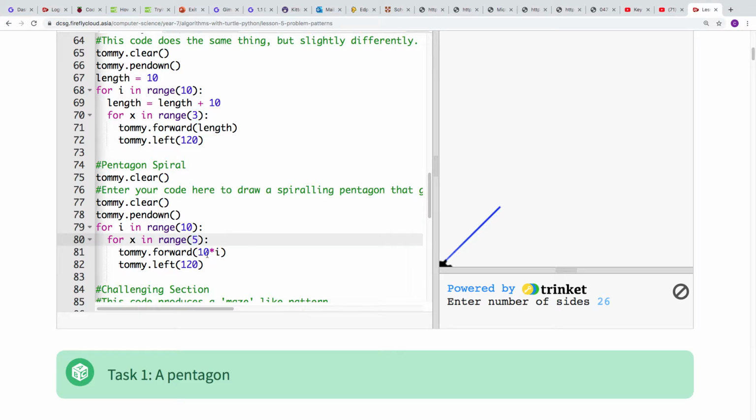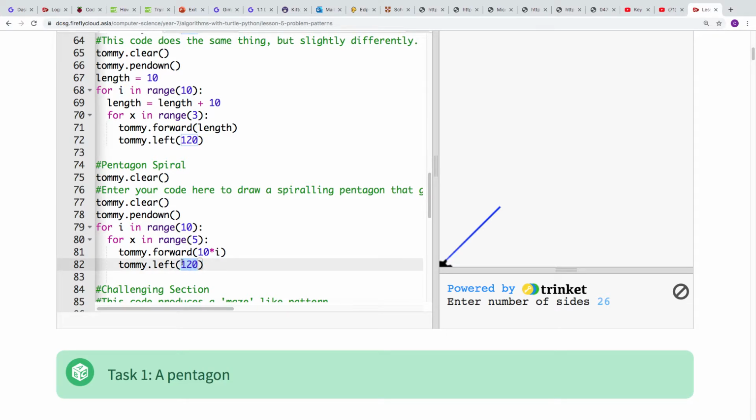Agreed? Tommy goes forward 10 times I, which is why it goes a little bit further forward each time. Every time this goes round, I keeps counting up, like your fingers, to 10. So what's 10 times 1? 10. And then the last time it goes, what's 10 times 10? So it's going much further each time it goes around that loop.